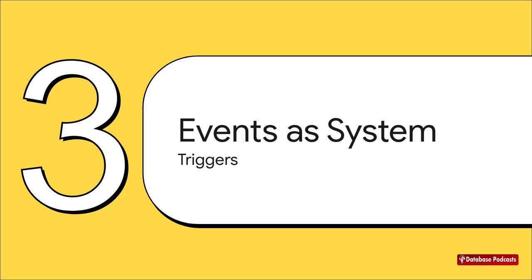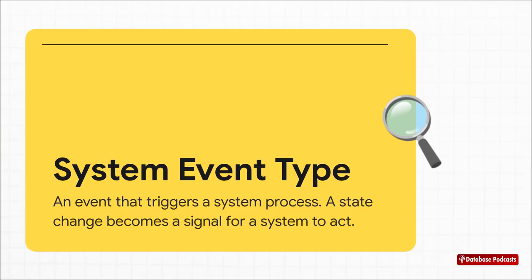So we get it. Events change the state of our data. But so what? Why does that actually matter? I mean, what does a change from paid to shipped actually do in the grand scheme of things? This is where it gets really clever. That change of state, it's not just a passive little update in a database. It becomes a brand new trigger all on its own, what we call a system event.